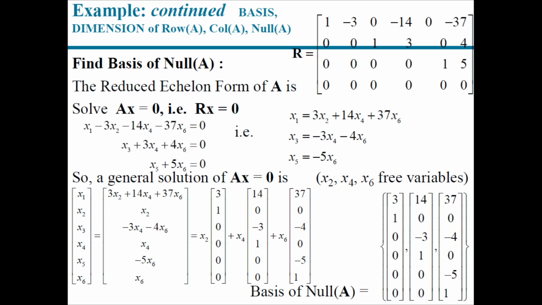So the nullity is 3. Number of linearly independent vectors in the basis of the null space. That's also equal to the number of free variables, by the way. All that is linked.